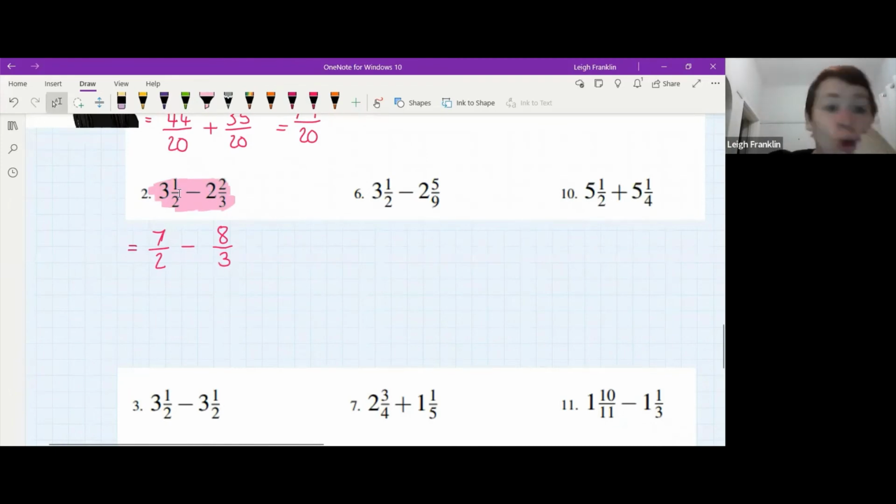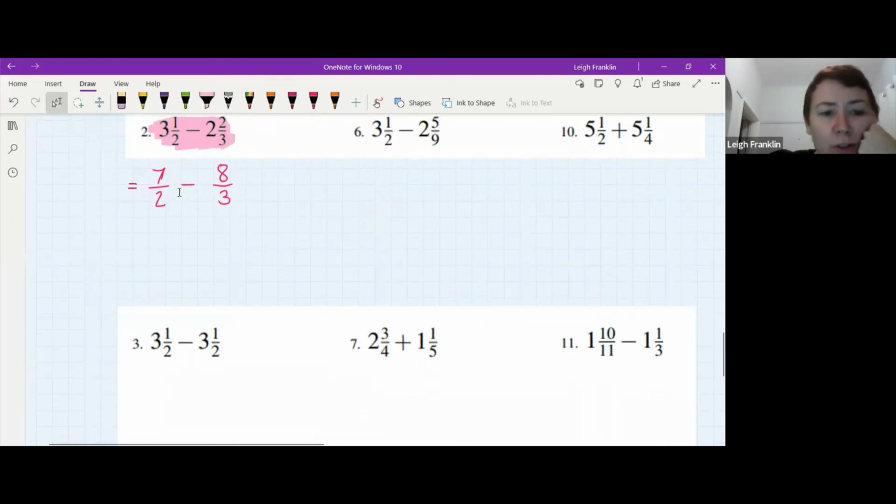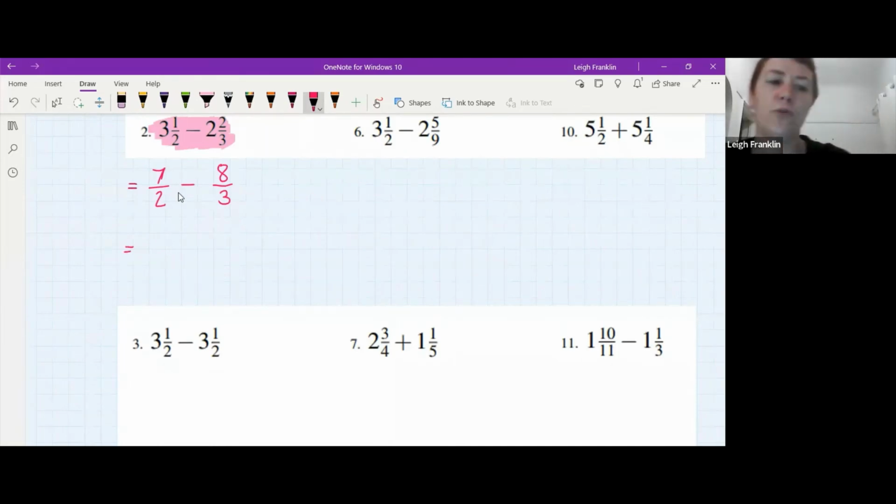No, absolutely. So now we look at the 2 and we look at the 3 and we say to ourselves, what's going to be our lowest common multiple of 2 and 3? What number do both 2 and 3 go into? 1? No, so 2 and 3, 1 goes into 2 and 1 goes into 3, but it's got to be a number that's bigger than 2 and bigger than 3.